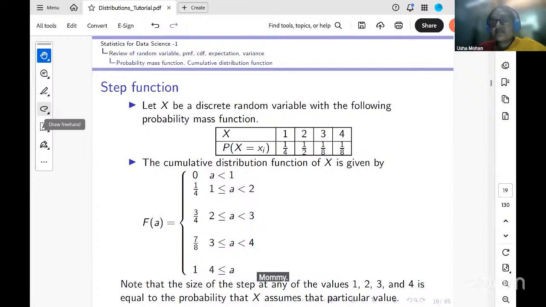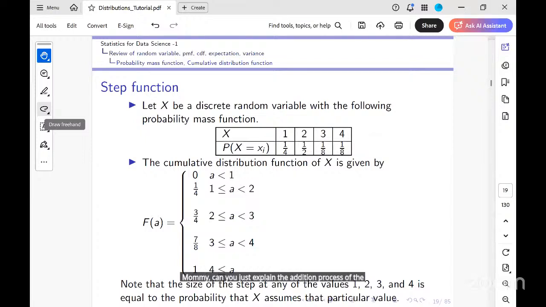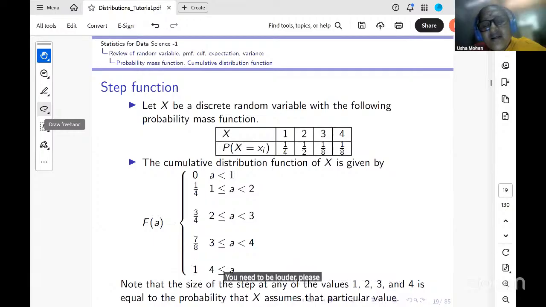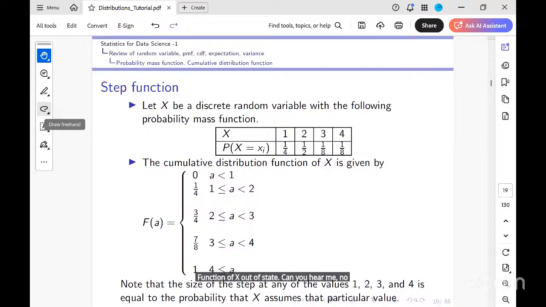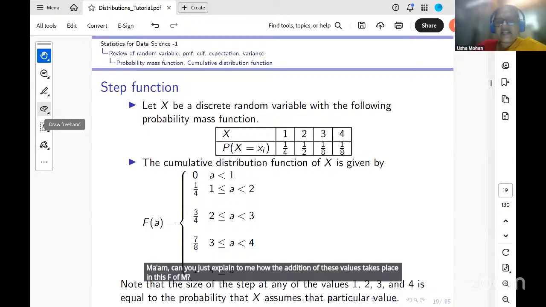Ma'am, can you just explain the addition process of this one, the cumulative distribution function of X? You need to be louder, please. Can you hear me now, ma'am? Ma'am, can you just explain to me how the addition of these values takes place in this F of a? See, ma'am, let's look at this.